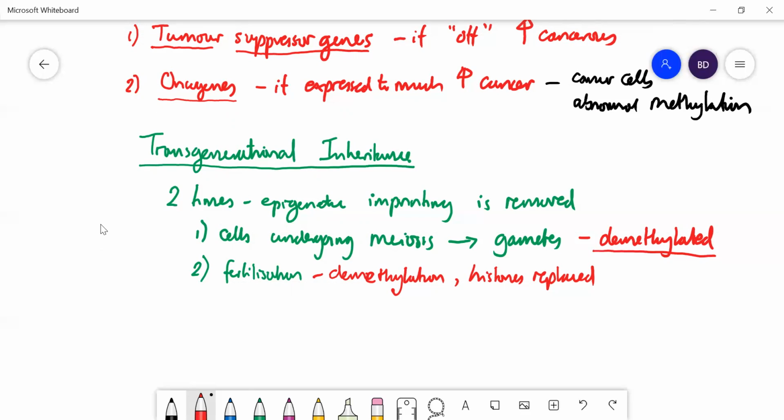And we do have to bear in mind that all the epigenetic imprinting is removed not once, but twice. Okay. But let's not forget the importance of epigenetic inheritance in cell differentiation. It's absolutely crucial there.